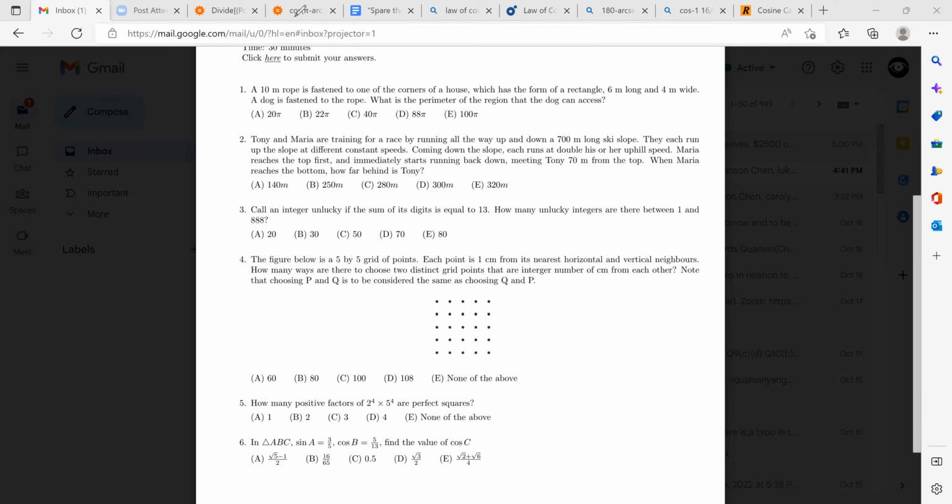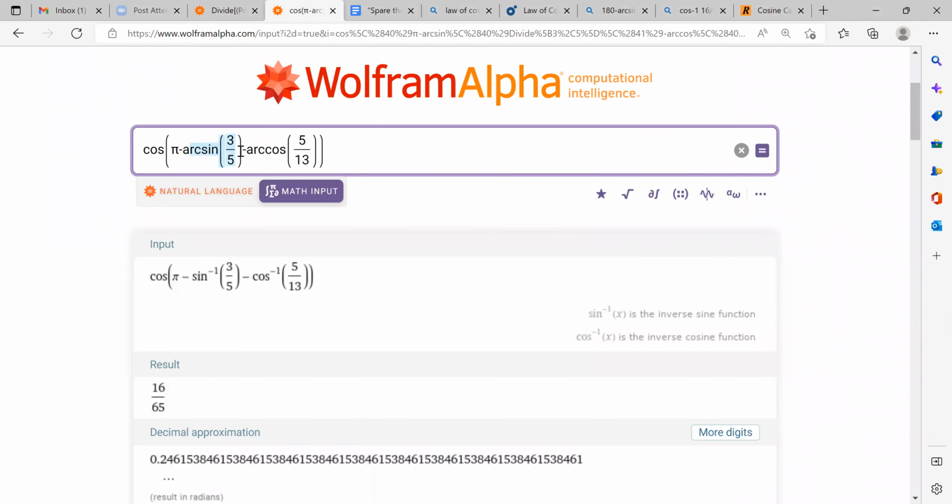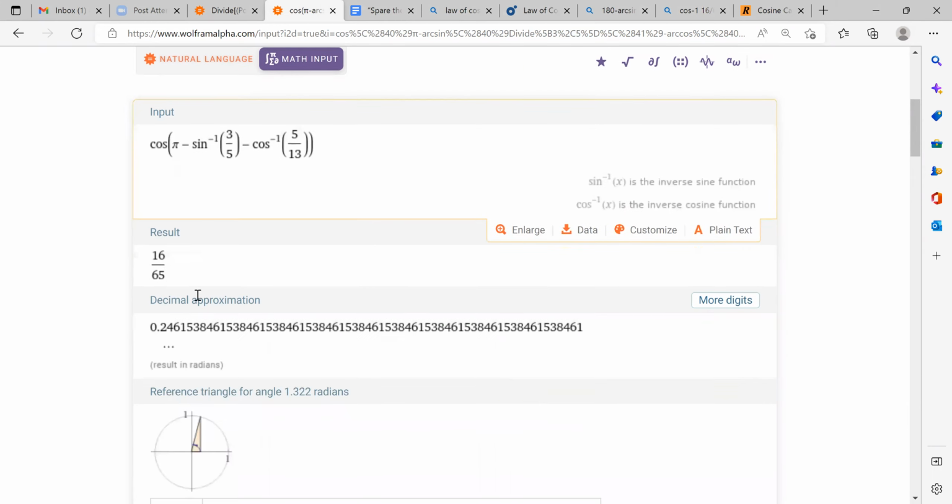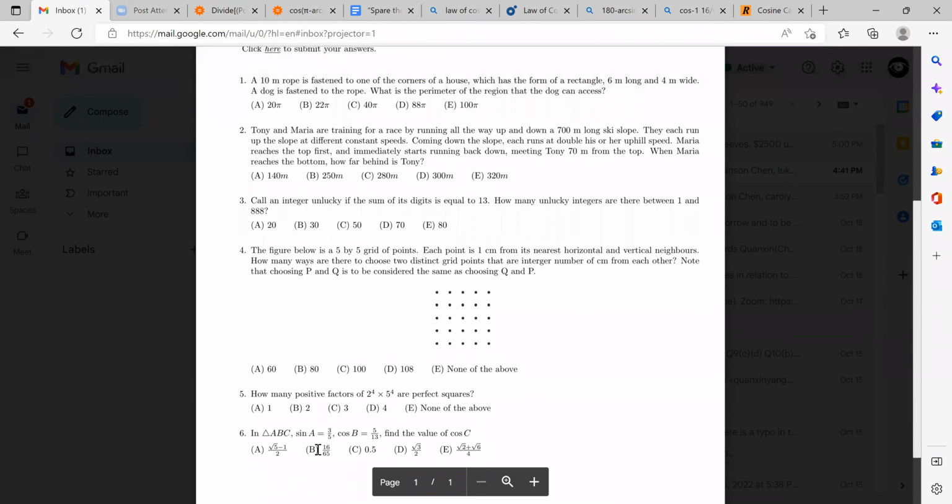If you were to type it into something like Wolfram Alpha, you find the angles A and B and subtract them from 180 degrees, which is pi radians, because Wolfram Alpha only takes radians, and then you take the cosine of that and you will get your answer. But there's another way of doing it on paper. The answer is B, as we can see, and the answer for the fourth one is D.